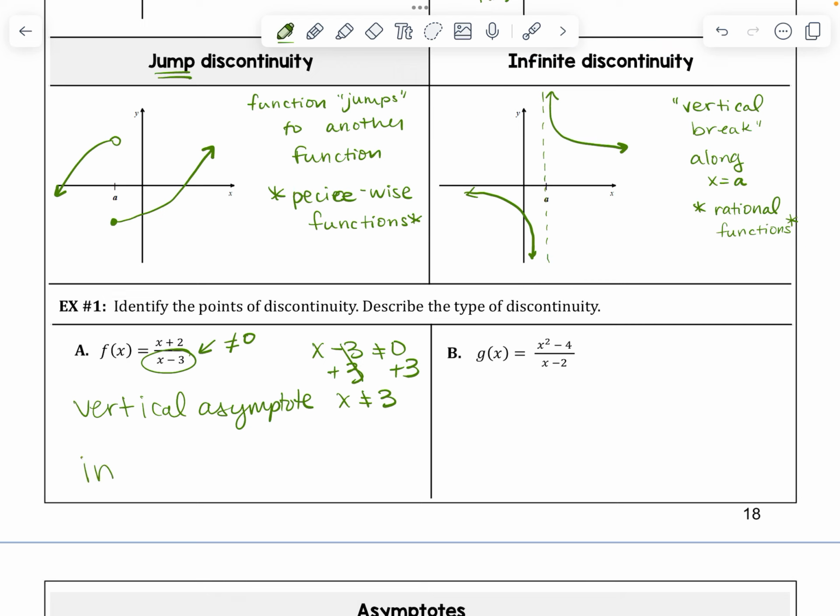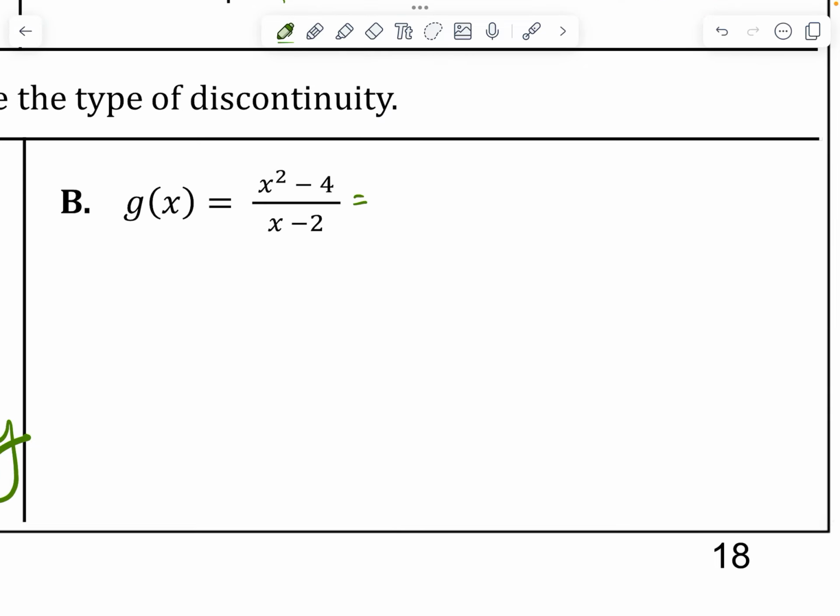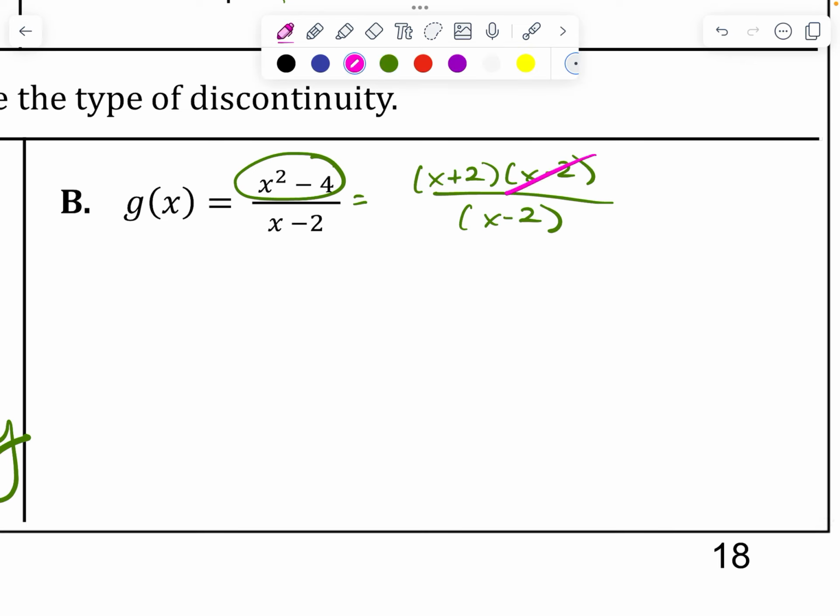So this is called an infinite discontinuity. Okay, part B, we're going to look at this one. Anytime that we can factor something, I know I can factor this in the numerator, so I get x plus 2 times x minus 2, and we have just x minus 2 in the denominator. Here I see, whoops, I can cancel those two factors.